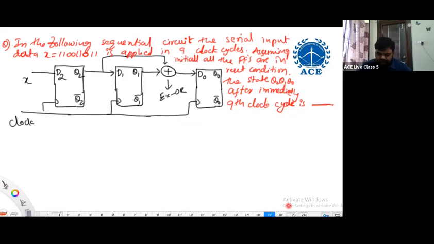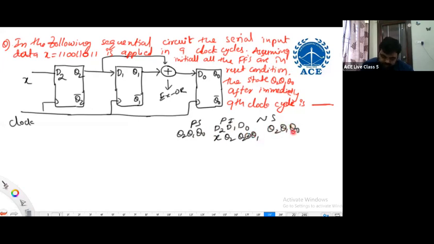Then the simple thing is, what is it here? Present state, present input, next state. What is the present state? Q2, Q1, Q0. What are the present inputs? D2, D1, D0. What is D2 connected to? X. What is D1 connected to? Q2. What is D0 connected to? Q2 XOR Q1. What is the next state of Q2, Q1, Q0?